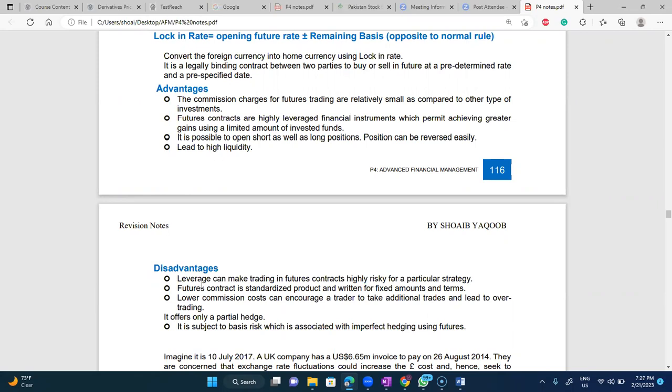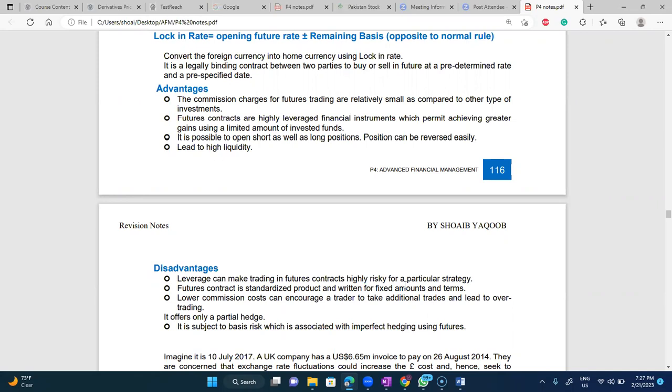Disadvantage. The major disadvantage of future is leverage can make trading in future contract highly risky. Obviously, if you are doing a leverage transaction, it is risky. But what is the meaning of risky? You have deposited only $2,000 and you are doing the trading of $200,000. If there is any movement in $200,000, your $2,000 can be wiped out. It can easily be wiped out. So in simple words, future contracts are using the leverage and that means future contract is risky.